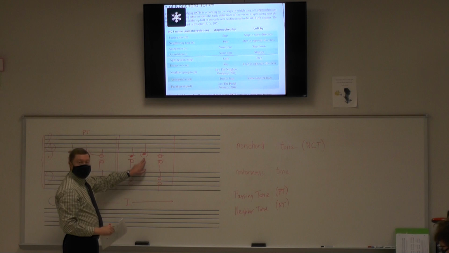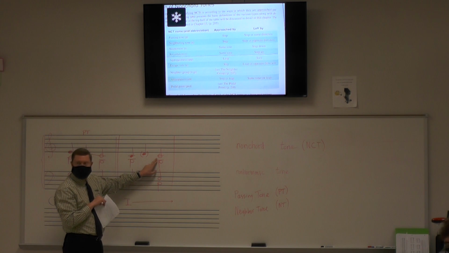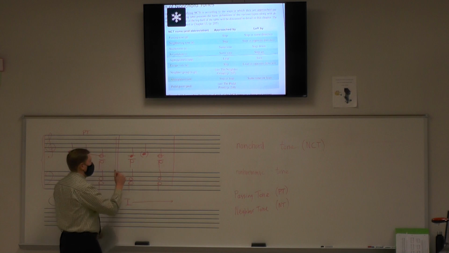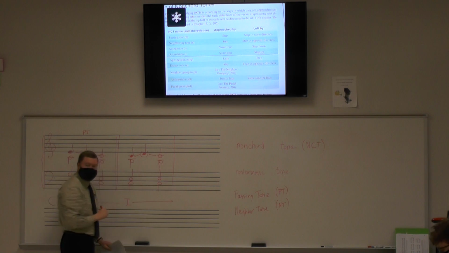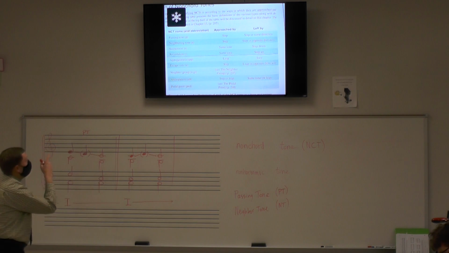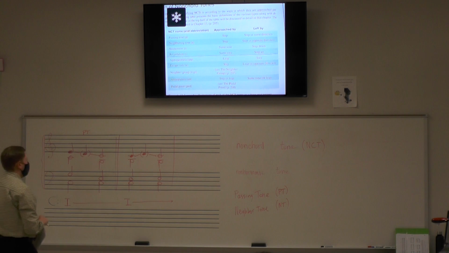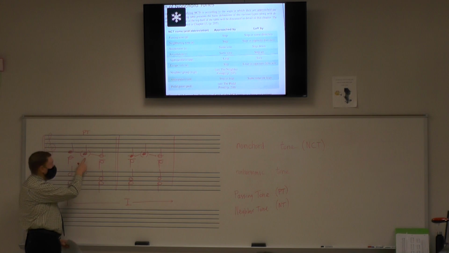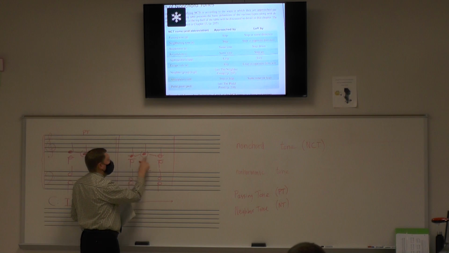Notice how this one happens to be approached by a step, kind of like that one. But unlike that one, this one is left by a step in the opposite direction from which it's approached. So in other words, this one's approached by a step up, and it's left by a step in the opposite direction, a step down. And you can see in the second row of that chart there, it's called a neighbor tone. A neighbor tone is a non-chord tone approached by a step and left by a step in the opposite direction. So, whereas a passing tone fills in the small gap of a third, a neighbor tone actually embellishes or ornaments a single chord tone.